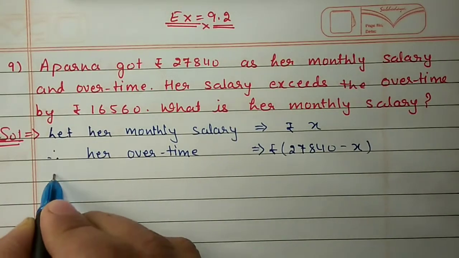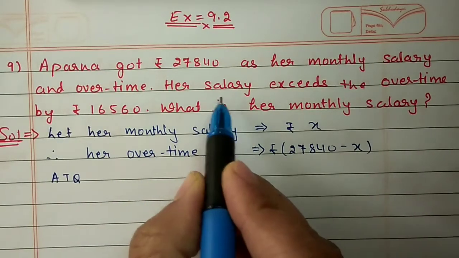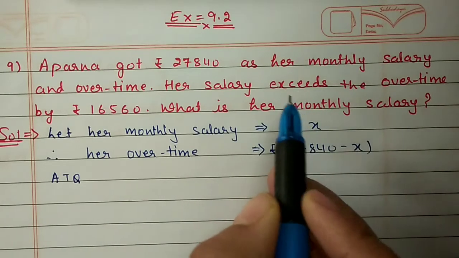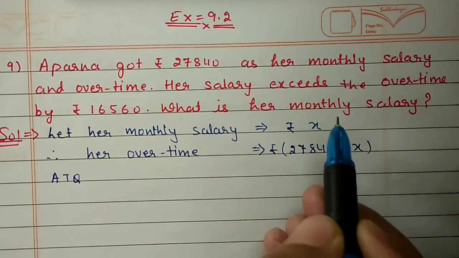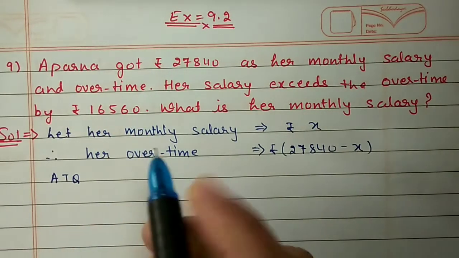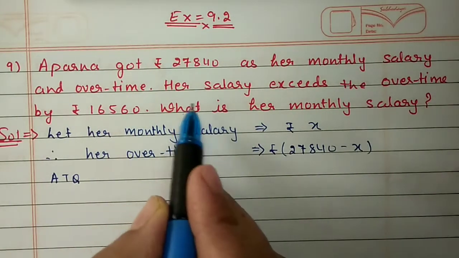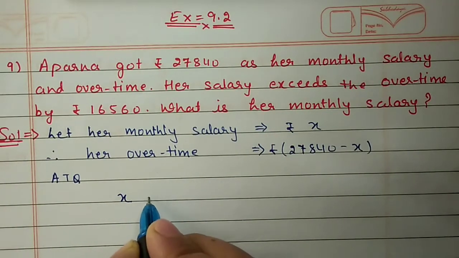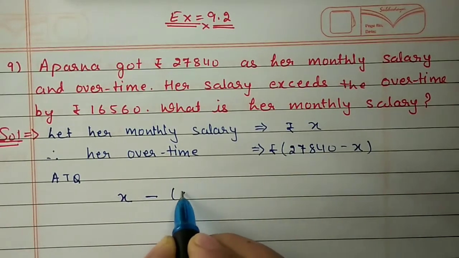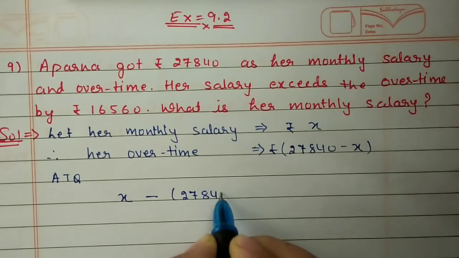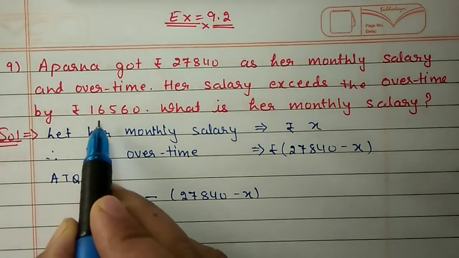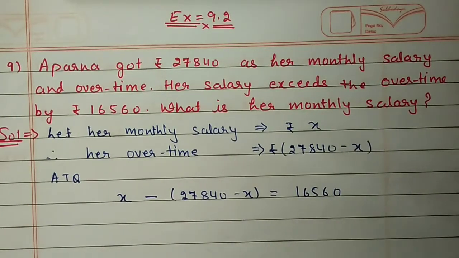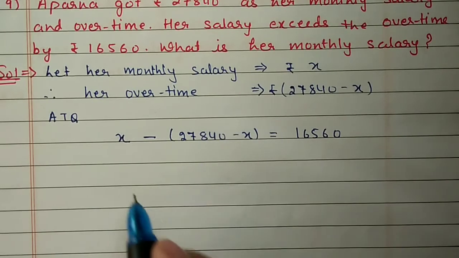Now we will frame the equation according to the question. Her salary exceeds the overtime. Exceed means, as I told, we have to put a minus symbol. It means her salary is more than overtime, and by how much? 16,560 rupees. So her salary exceeds the overtime means, first we will put salary X. Exceed means minus symbol and then the overtime, 27,840 minus X, and by how much? By means equal to 16,560 rupees.